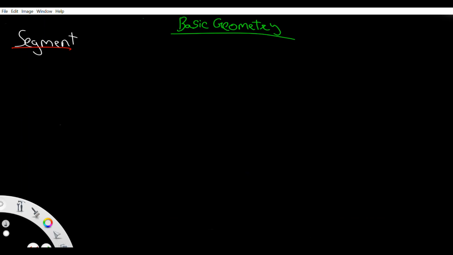Now what is a segment? What do we mean by a segment? Well, a segment has a starting point and an ending point. We can call this A and B. And to write this segment, we write it as AB with no arrows on it because it does not go forever. It stays as it is. Or we can call it BA.